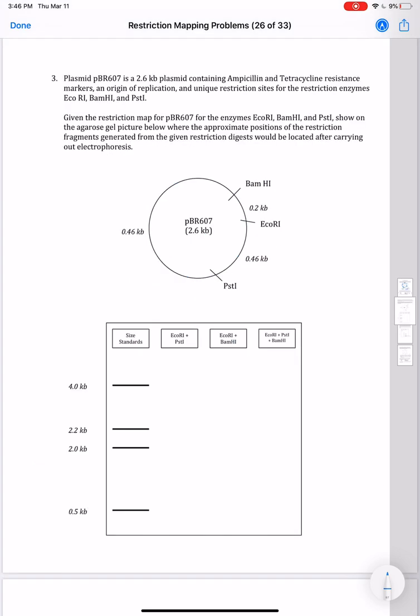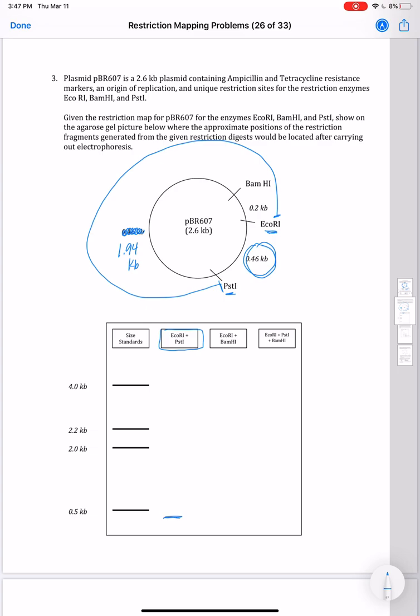Let's look at the next page. First of all, let me say this page has a little typo on it. This should be 1.94 kilobases. That was a mistake on my part. But if you look at this plasmid, what we want to do is convert this to what it would look like in a gel electrophoresis. So here, in this first well, we're going to put DNA that's been digested with EcoRI and PstI, okay? EcoRI is going to cut it here, PstI is going to cut it here. So we're going to have this fragment, and then this fragment. We know one of them is going to be 0.46.